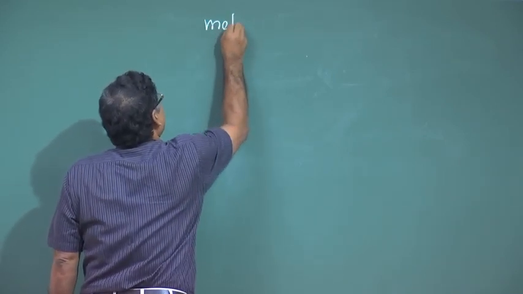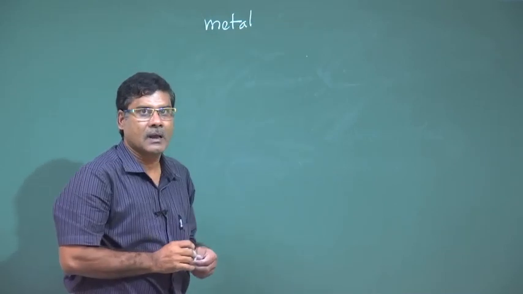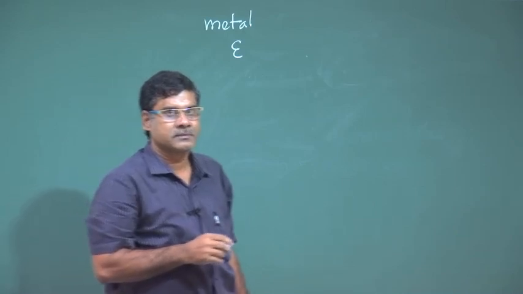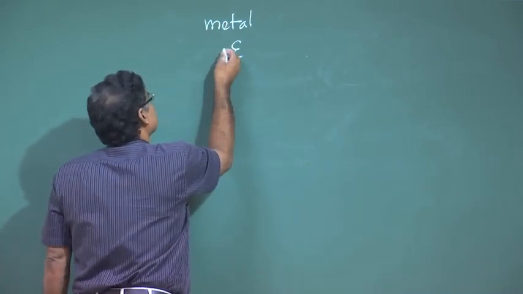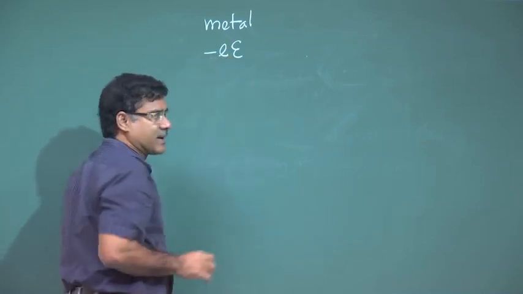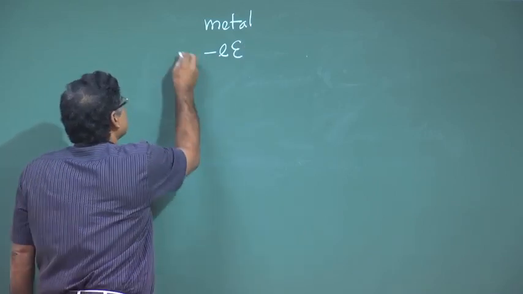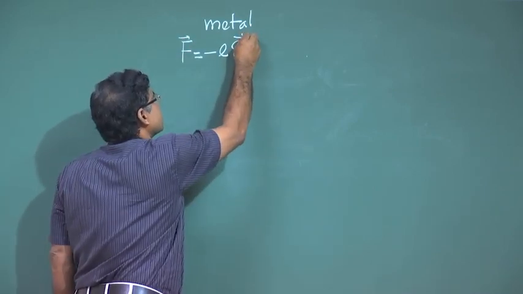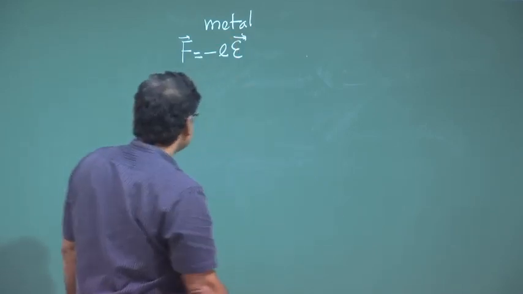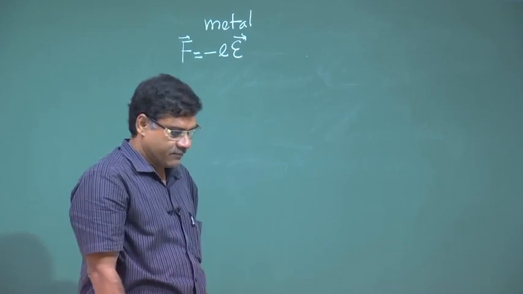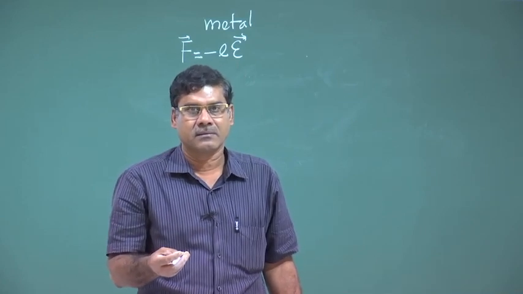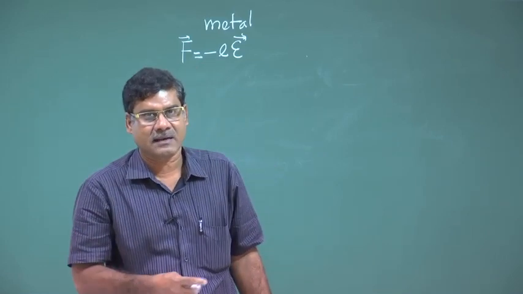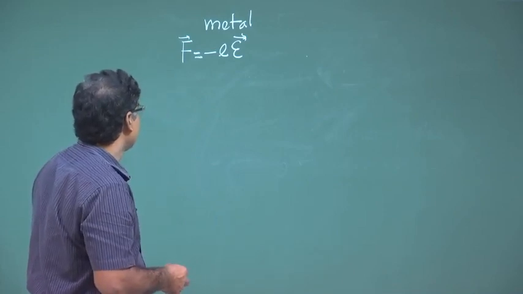So in case of metal, if I apply electric field E, right, in a metal only electrons are there, so this force will act on this minus charge, minus E. That is the force that will act on the carrier, on the electrons. Now due to this force, what will happen? This force is applied on a particle. Now this particle will move, its velocity will increase, there will be acceleration, right.